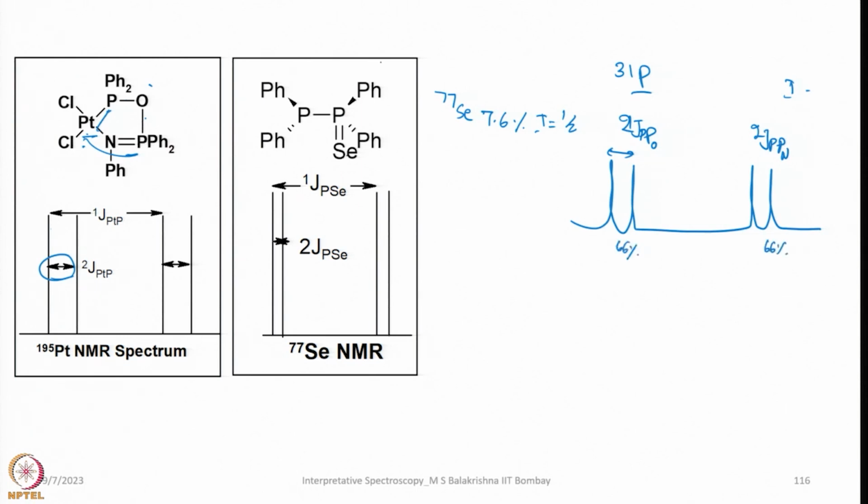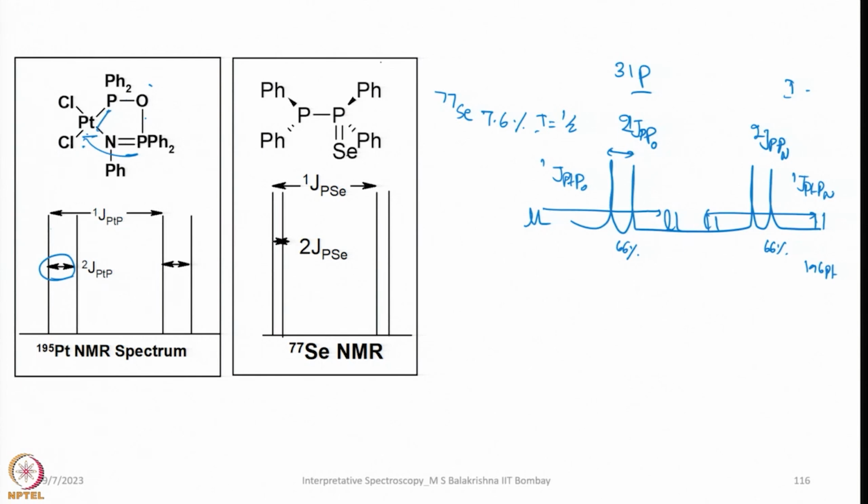Out of 100 molecules, 66 have 196 platinum bonded. But how about 195 platinum bonded? They will be split further. So something like this, a doublet, and then a doublet. Now this coupling is the 1J PtPO coupling, and this is the 1J PtPN coupling. These can be anywhere between 2500 and as high as 7000 hertz.